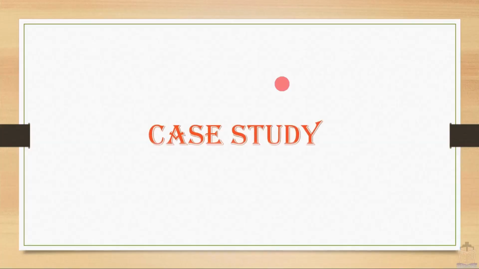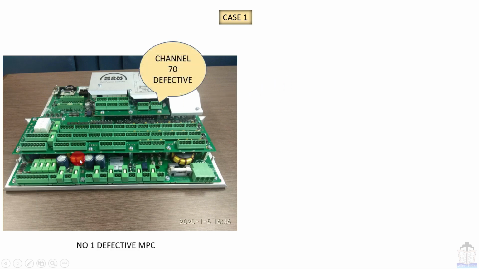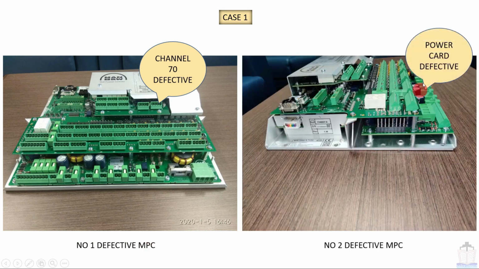Now here you are going to see some case studies. So case 1: this is a defective MPC. Its channel number 70 is defective. Channel number 70 being defective means you have to discard this MPC, you cannot use it. So this is the number 1 defective MPC. The second defective MPC has a defective power card. This input output card, outer card, motherboard, etc. all are okay.